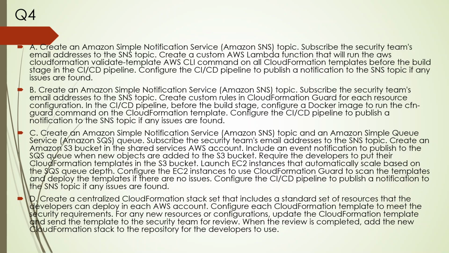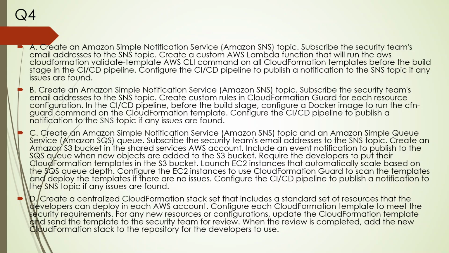Letter B: Create an Amazon Simple Notification Service topic. Subscribe the security team's email address to the SNS topic. Create custom rules in CloudFormation Guard for each resource configuration. In the CI/CD pipeline, before the build stage, configure a Docker image to run the cfn-guard command on the CloudFormation template. Configure the CI/CD pipeline to publish a notification to the SNS topic if any issues are found.